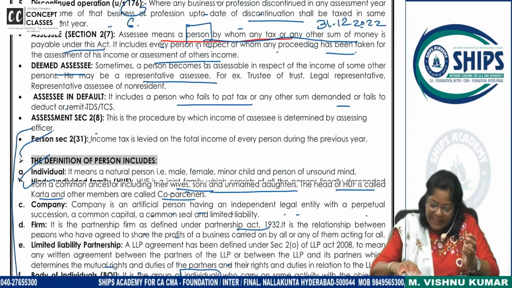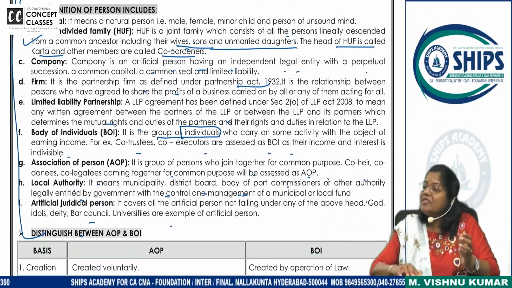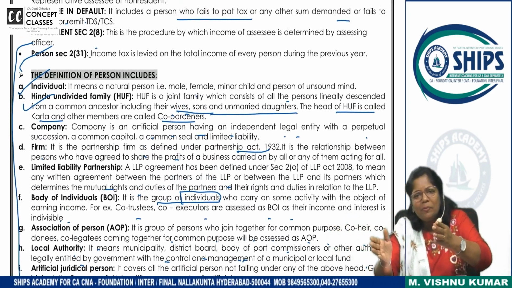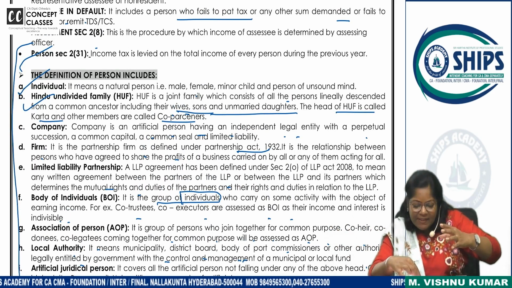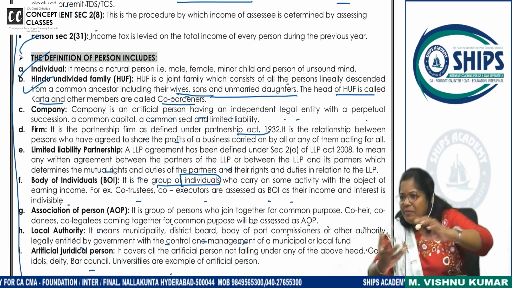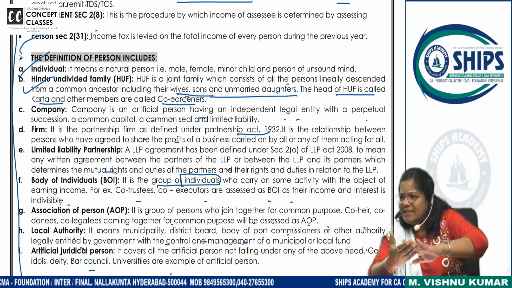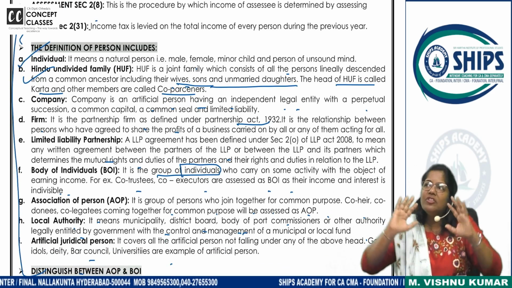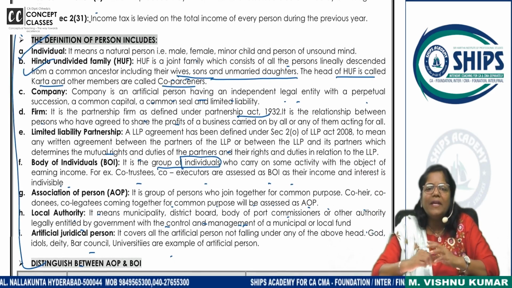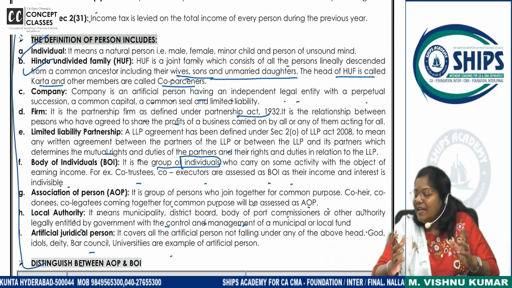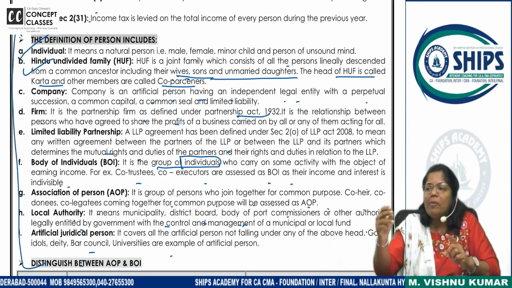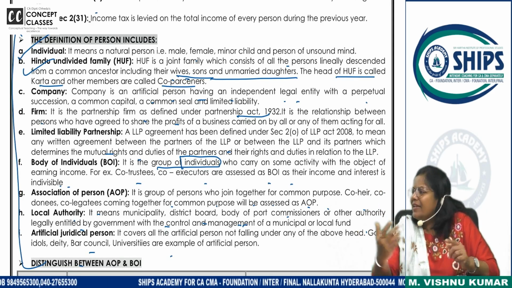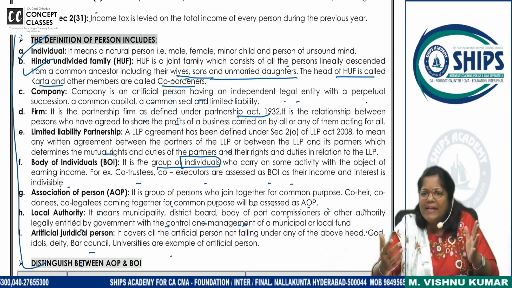Definition of person: first we saw SSE. Who is an SSE? A person who is liable to pay the tax. And who is a person? It could be an individual, male, female, minor, senior. Or it could be a Hindu undivided family with children and all this. Or it could be a company. When I say company, any type of company: one person company or Section 8 or private and public and all.